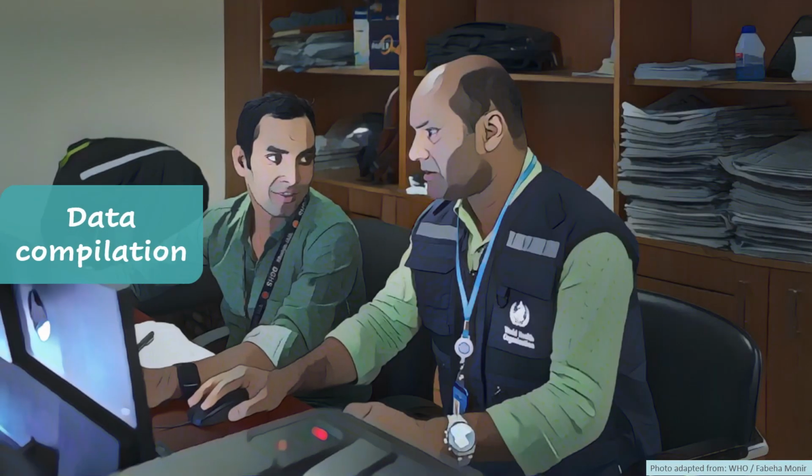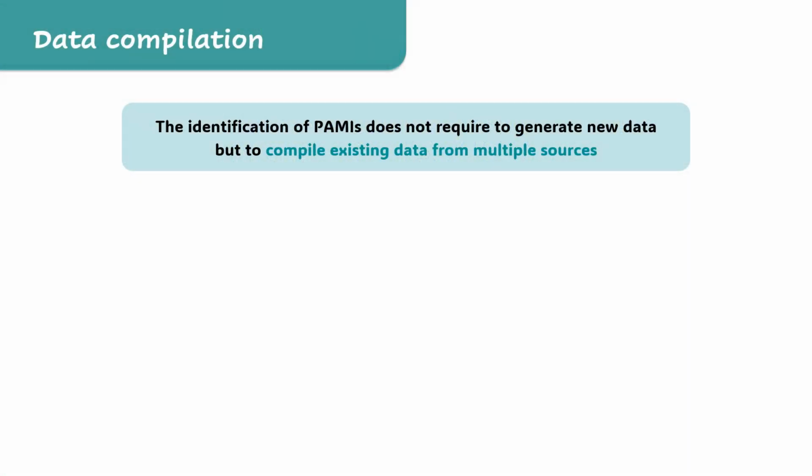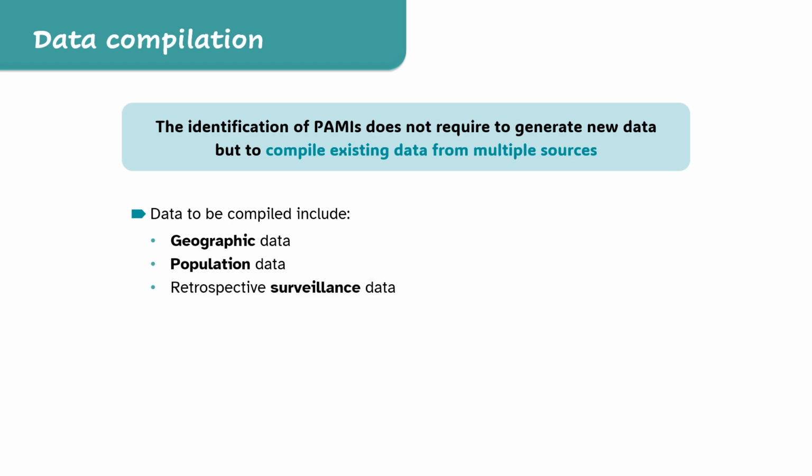Let's look at the data that need to be compiled to identify PAMIs for elimination. As a general principle, the identification of PAMI does not require generating new data. It is mostly about compiling existing data. The data to be compiled include geographic data, population data, retrospective surveillance data, as well as data on the presence or absence of vulnerability factors.